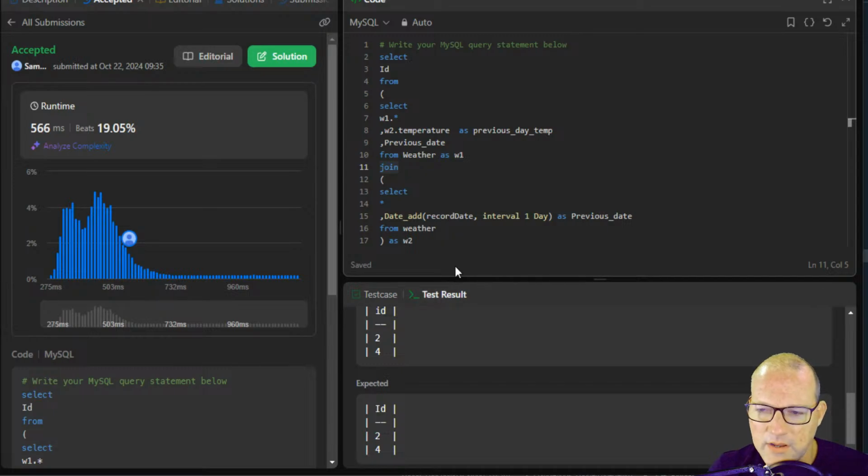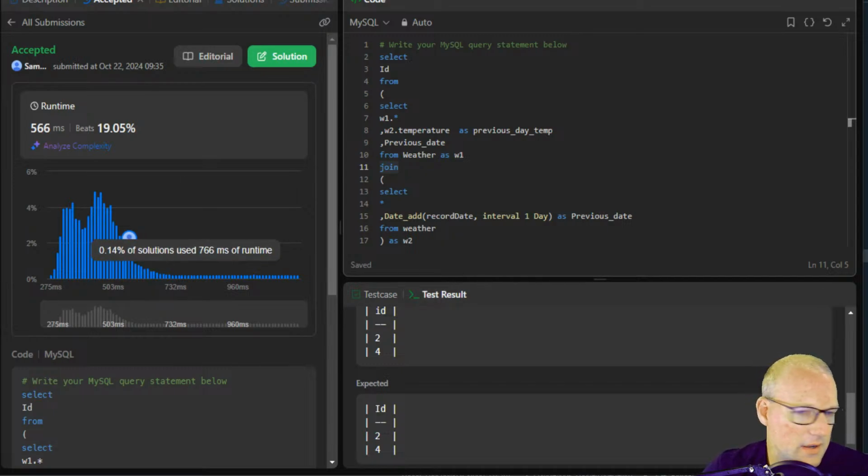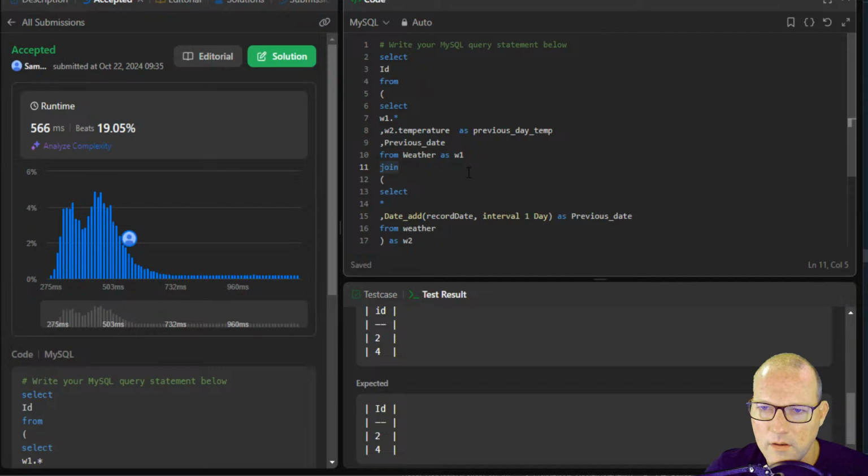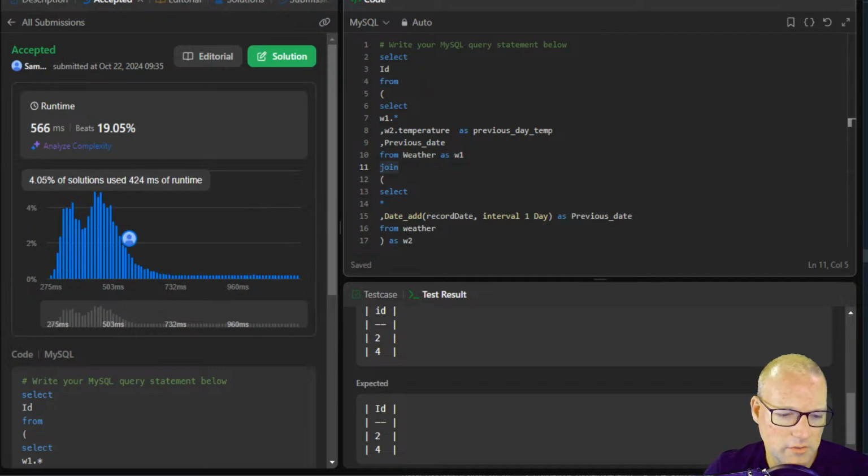Weather, previous day. What is this called? Previous day temperature.